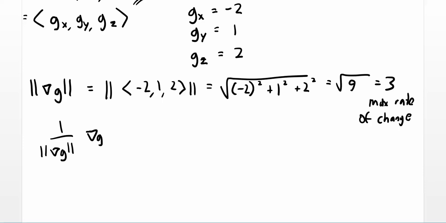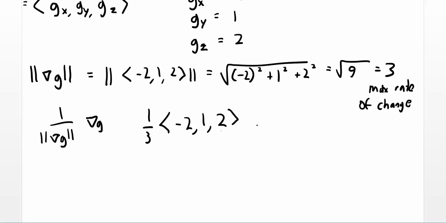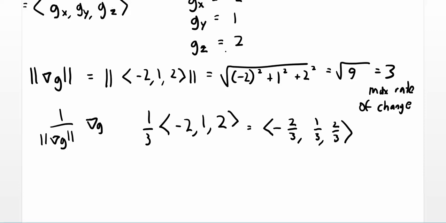Now, in our case, we already just found that. So we have 1 over 3 times the gradient, <-2, 1, 2>. And you can distribute that if you like. You don't have to, but we'll do that. <-2/3, 1/3, 2/3>. So this vector here is still in the direction of the gradient. It's just rescaled so that it has a magnitude of 1. That's part B.